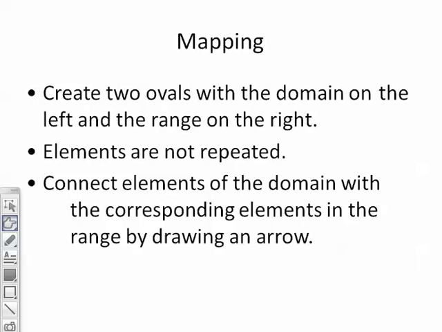Okay, I can see that. That's pretty easy. If I wanted to create a mapping of it, I would just create 2 little ovals with the domain on the left and the range on the right, and the elements are not repeated in there, and then I'd connect the elements together with lines. Easy way of doing this.